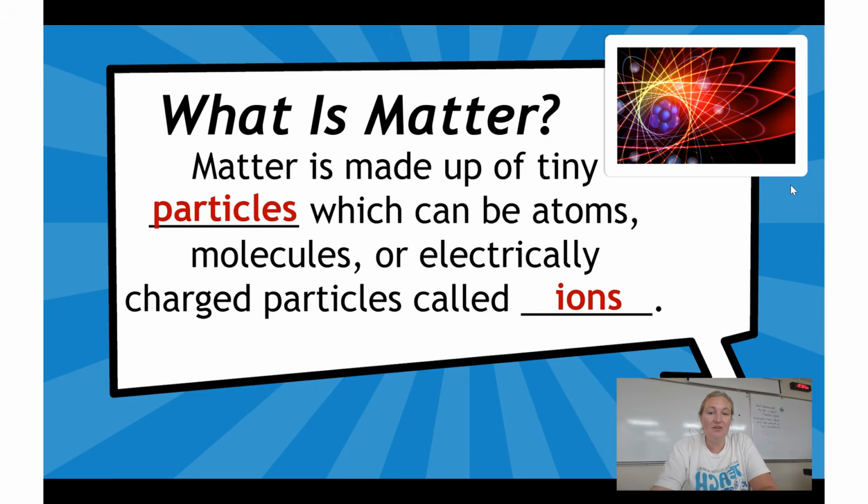So matter is made up of tiny particles, which can be atoms, molecules, or electrically charged particles called ions. We'll go more into this when we get to the periodic table unit, the difference between an atom and a molecule and what it means if something is an ion. For now, just know everything is made up of stuff.